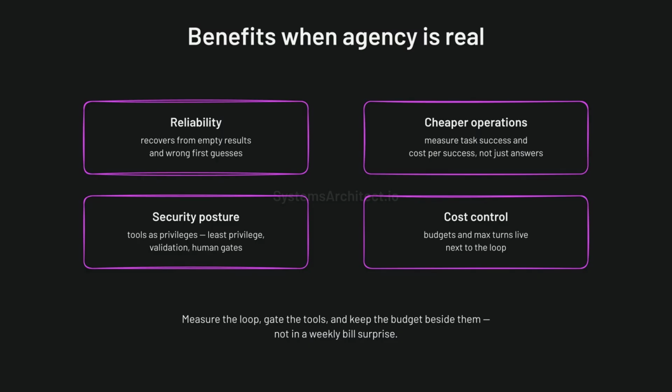Clear agency improves reliability on multi-hop work because the system can recover from empty results and wrong first guesses. Operations get cheaper when you measure task success, cost per success, and stop condition hits instead of only answer quality. Security posture improves when you treat tools as privileges. Use least privilege, argument validation, and human gates on irreversible actions. Cost control follows once budgets and max turns live next to the loop rather than in a weekly bill surprise.